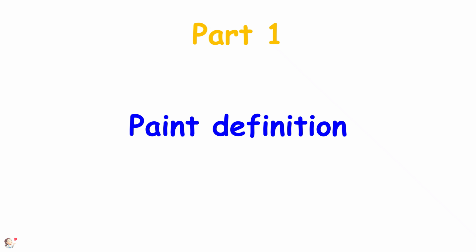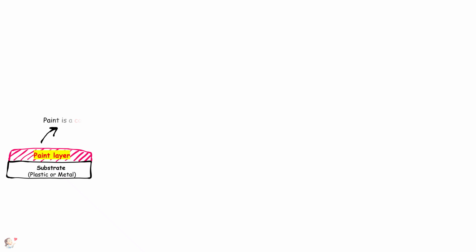Paint definition. To give you a deeper understanding of what paint is, for example, I have a piece of material called a substrate, which can be made of plastic or metal. The surface is a layer of paint, so essentially, paint is a colored liquid or mixture applied to a surface, forming a polymer film.